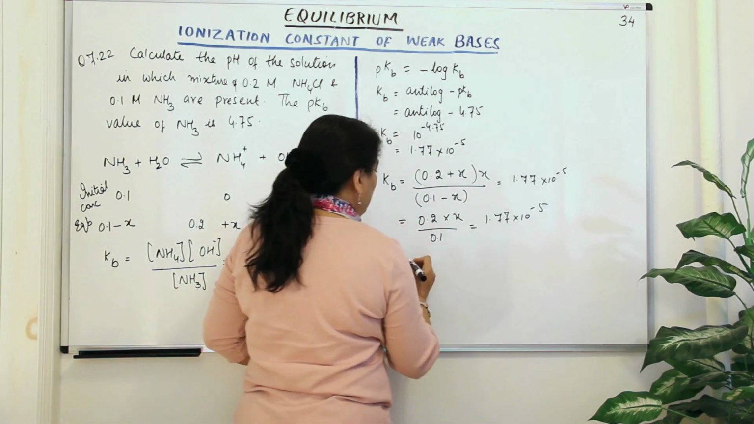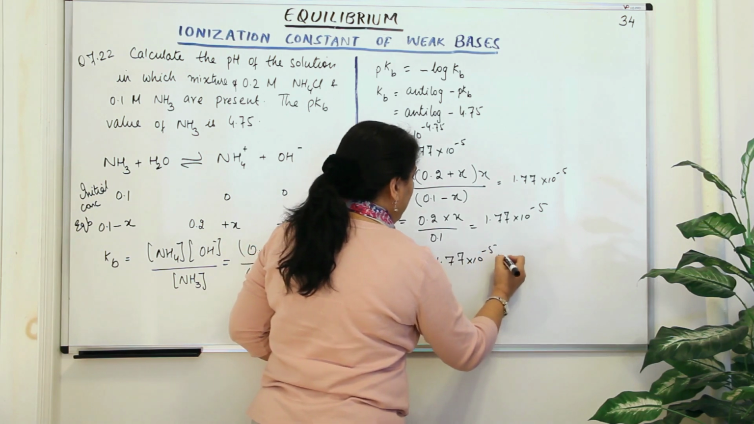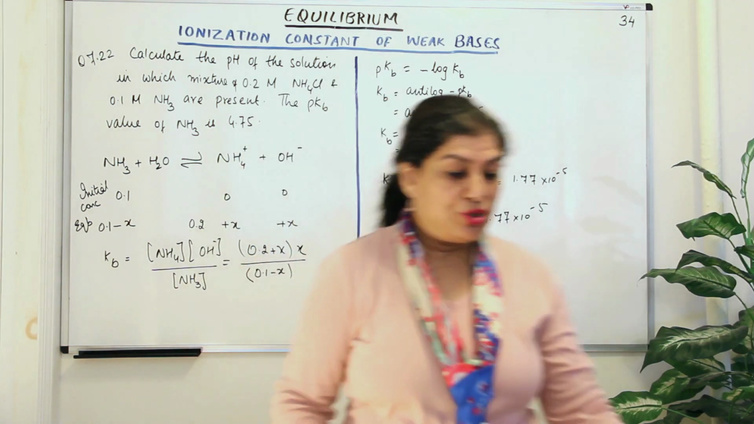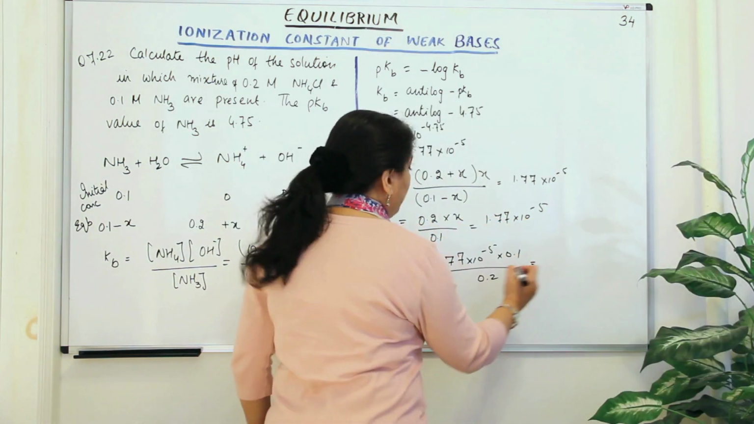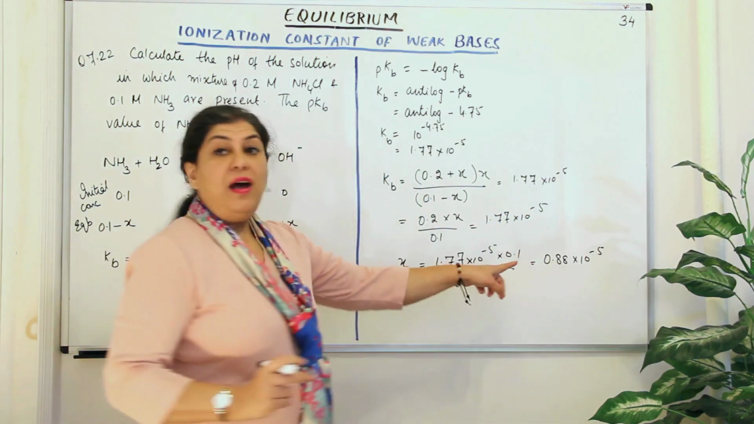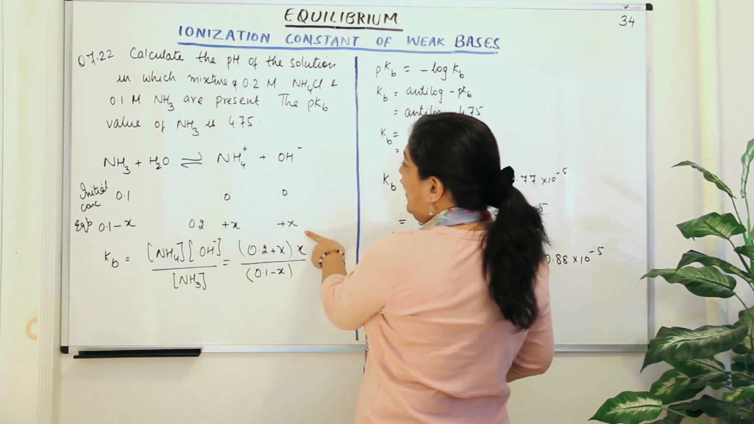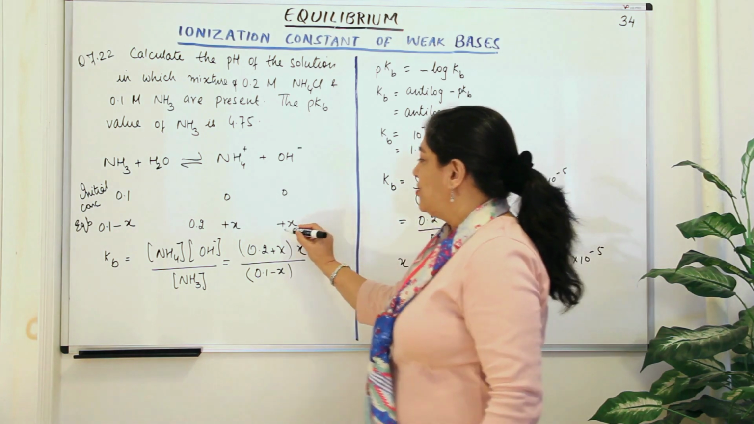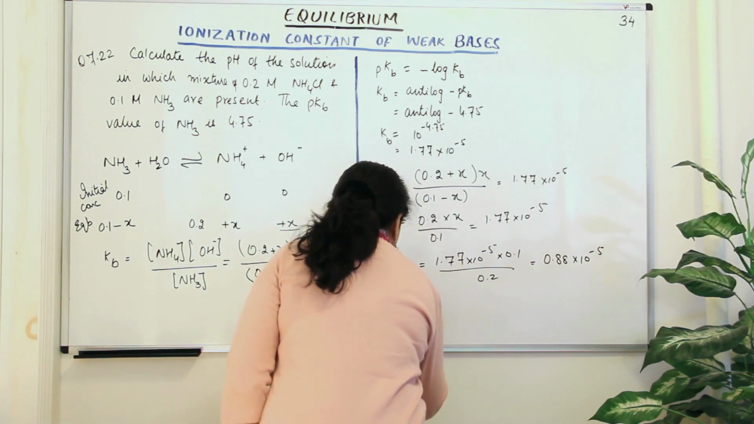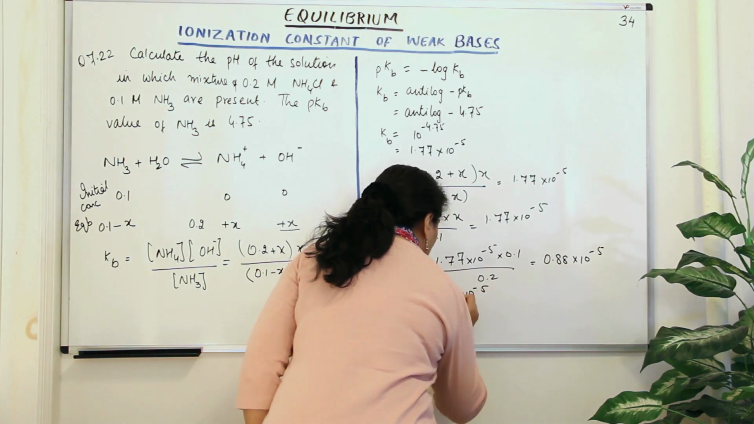minus 5. From this you can calculate the value of x would be 1.77 into 10 to the power minus 5 into 0.1 upon 0.2, and when you calculate this, this comes out to be equal to 0.88 into 10 to the power minus 5. Now what is x? X is the concentration of OH negative. X is the concentration of OH negative at equilibrium. So we can write OH negative concentration is equal to 0.88 into 10 to the power minus 5.